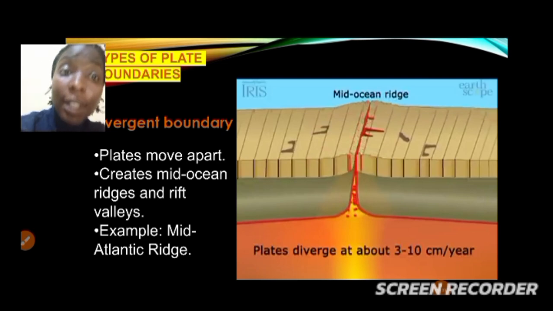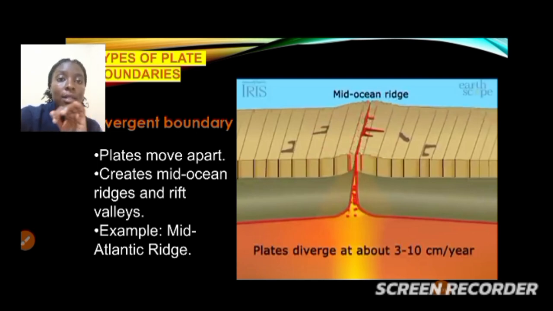Okay, we have said the divergent boundary. Plates move apart. It's like the tensional force. Plates move apart. This creates the mid-oceanic ridge at the Rift Valley. For example, we have the Mid-Atlantic ridge. If you have heard of the Mid-Atlantic ridge, it's formed due to the divergent boundaries, where plates move apart, creating a mid-oceanic ridge in the Rift Valley. For example, the Mid-Atlantic ridge.